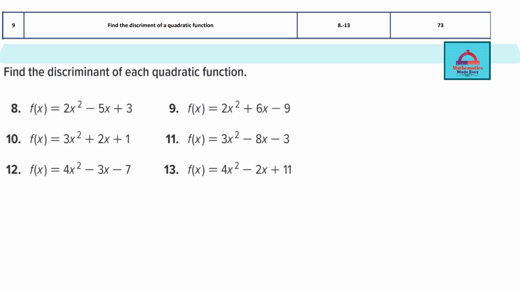The learning objective 9 states: find the discriminant of a quadratic equation. First let me give you the formula and the conditions that we are going to use for this question. These are questions 8 to 13 on page 73 of your math book. So discriminant is denoted first of all by D. You can write a capital D, small d, whatever you want, and you have to calculate the value b square minus 4ac.